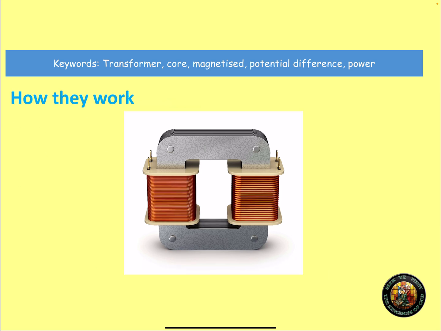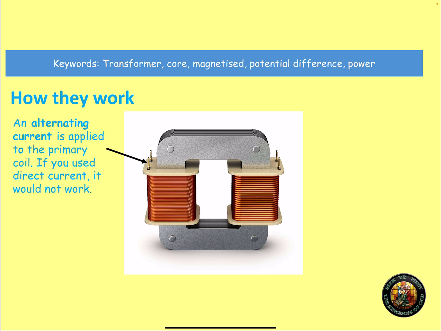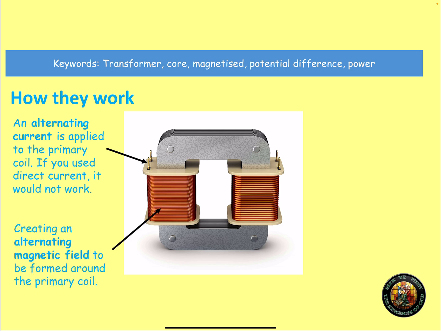So how do they work? An alternating current is applied to the primary coil. If you use direct current, it wouldn't work. It has to be AC. That would create an alternating magnetic field around the primary coil.